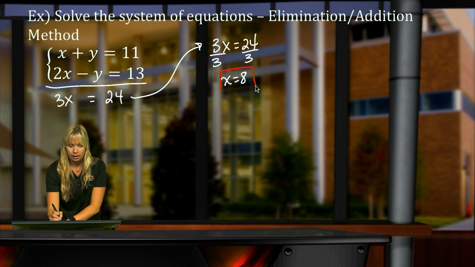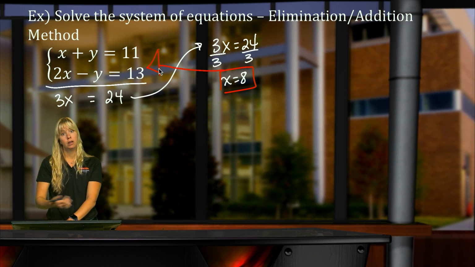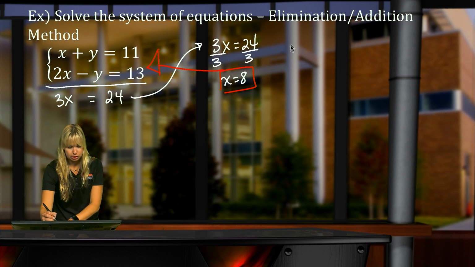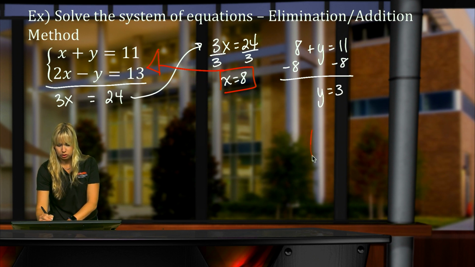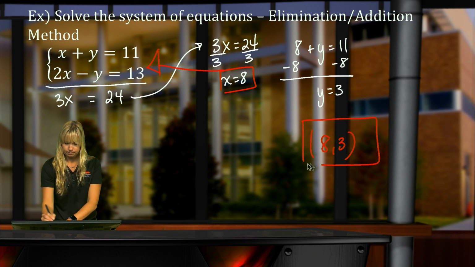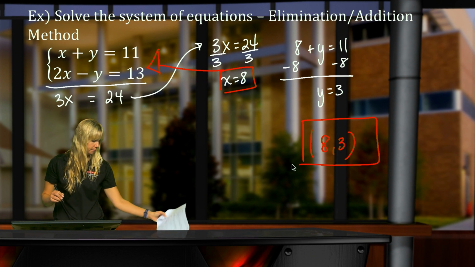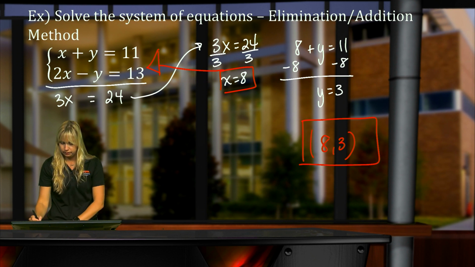Now to find our y value, we're going to take that value of x equals 8 and plug it into either of my first two equations. It doesn't matter which one, both of them will work. So just using my first equation, 8 plus y equals 11, subtract 8 from both sides, y equals 3. So my answer, as an ordered pair, is 8, 3. Now this particular example was very straightforward, very simple because we already had the additive inverses.